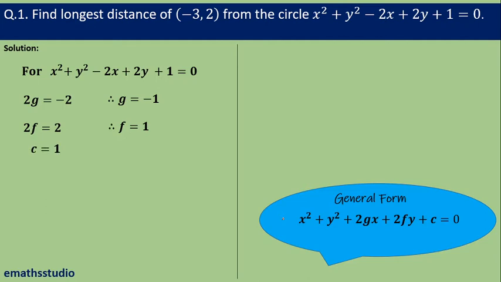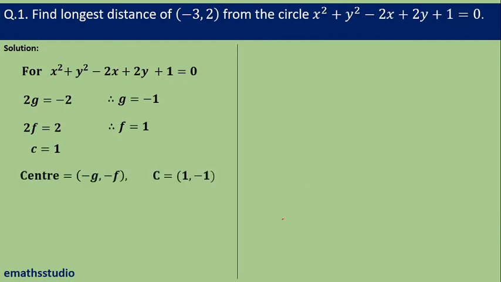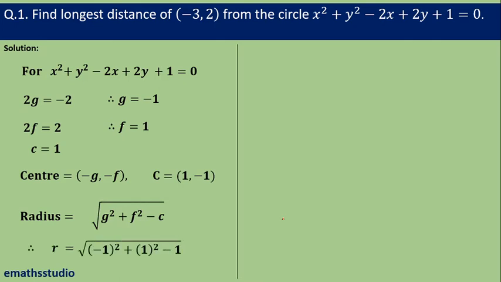Now what is the center of the circle? The center of the circle is (-g, -f), so here we write it as (1, -1). And the radius of the circle is given by the formula root of g² + f² - c. After substituting the values, you can write it as root of (-1)² + (1)² - 1. So simply you get the radius value as 1.